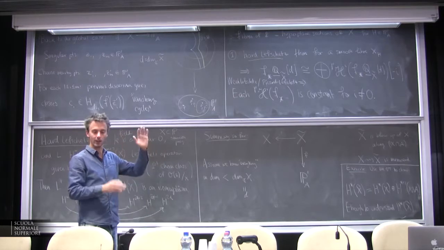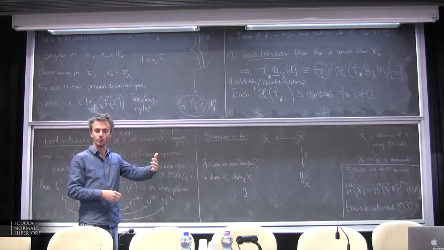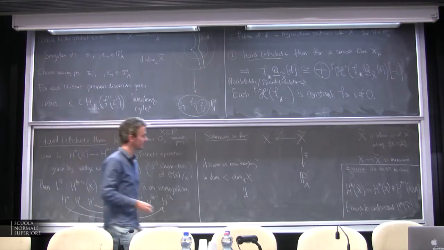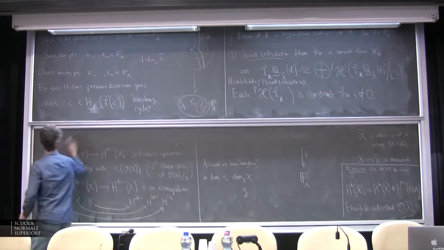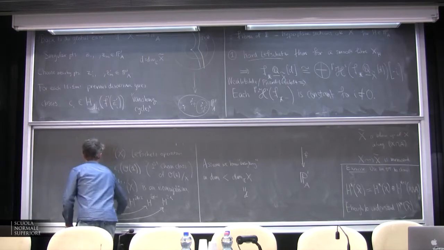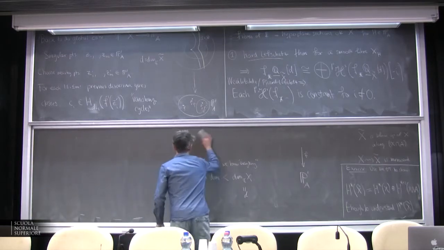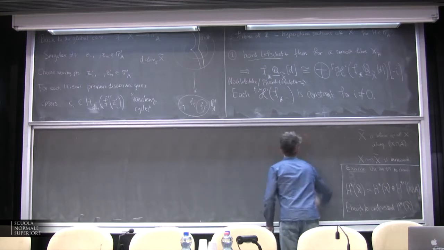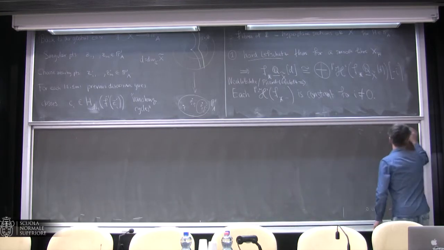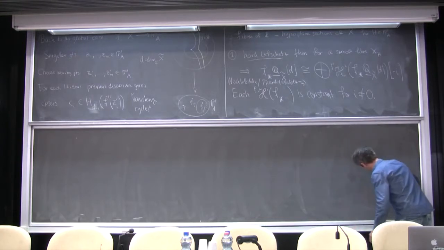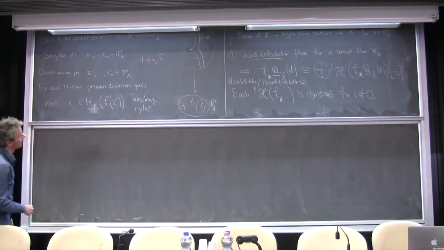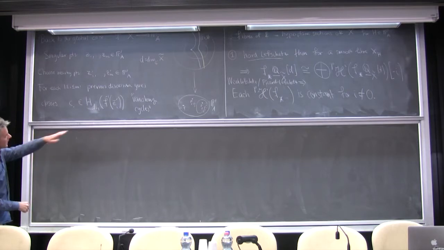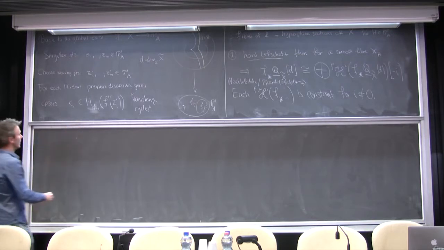So restriction from the global cohomology of X to a hyperplane section is an isomorphism, and so this is what trivializes this local system. One can think about this decomposition as being a kind of special case of the decomposition theorem. So it remains to understand.